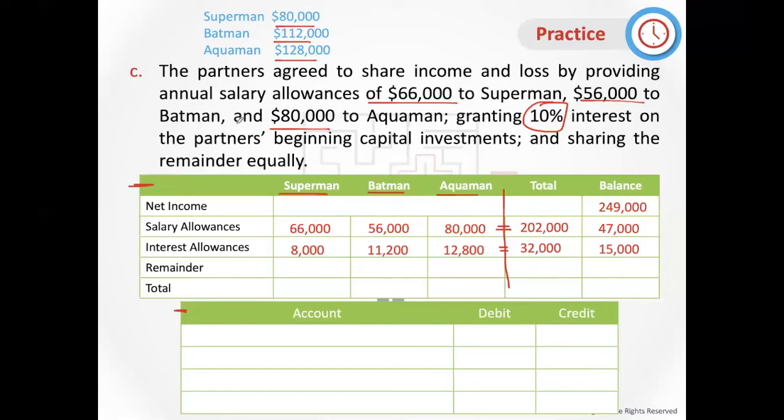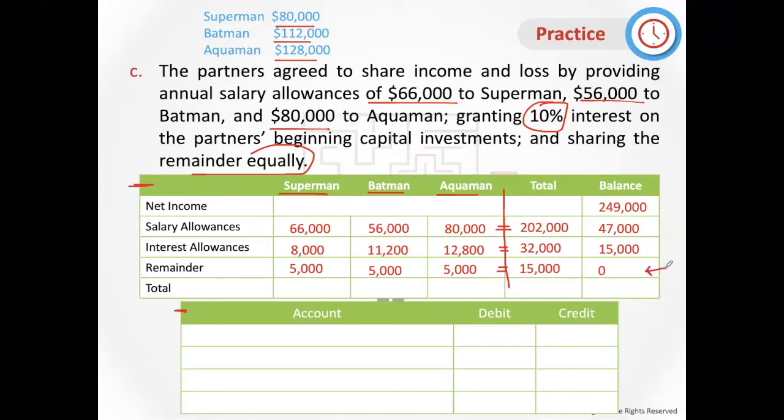It says that the rest of it is shared equally, meaning this remainder of $15,000 needs to be shared equally between the three partners. How would we split up $15,000 three ways? It would be $5,000 each. 15,000 divided by 3, 5,000 to Superman, 5,000 to Batman, and 5,000 to Aquaman. A total of 15,000. The balance is now 0, and that's what you want for it to be 0.